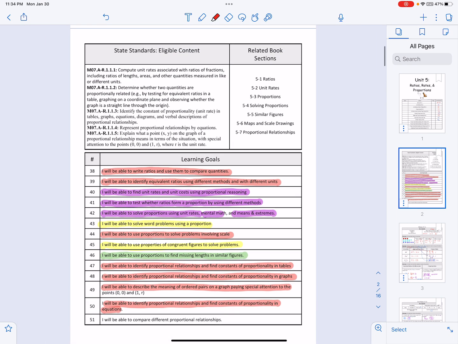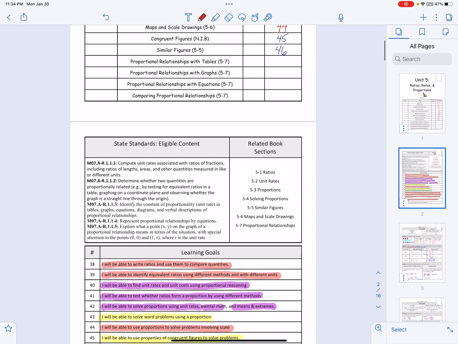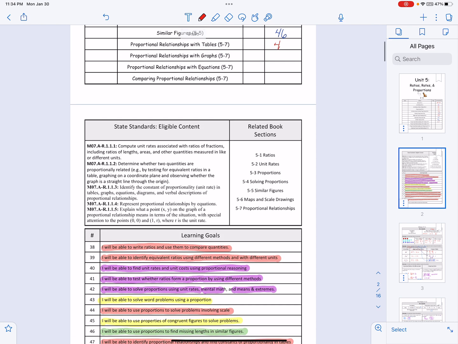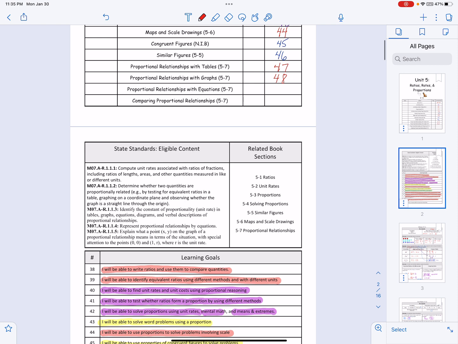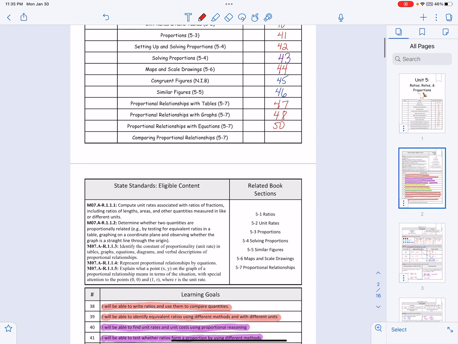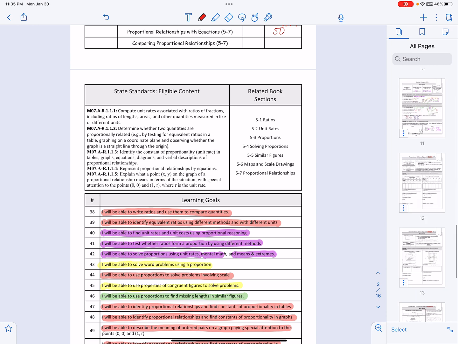And so if we look up here, the tables one is 47. The graphs one is 48. The equations is 50. And then 49 is specifically looking at the graphs as well. So we have 48 and 49 here. And then we'll say 51 for our last lesson later.